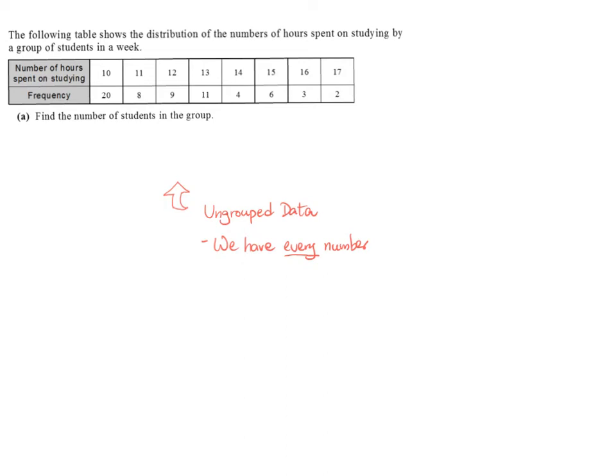This is an example of ungrouped data because we have every single datum available to us. For example, this one, we have that many tens, and then we have that many 11s, etc. So we have every single datum. Let's find the number of students in the group first, which is super easy.